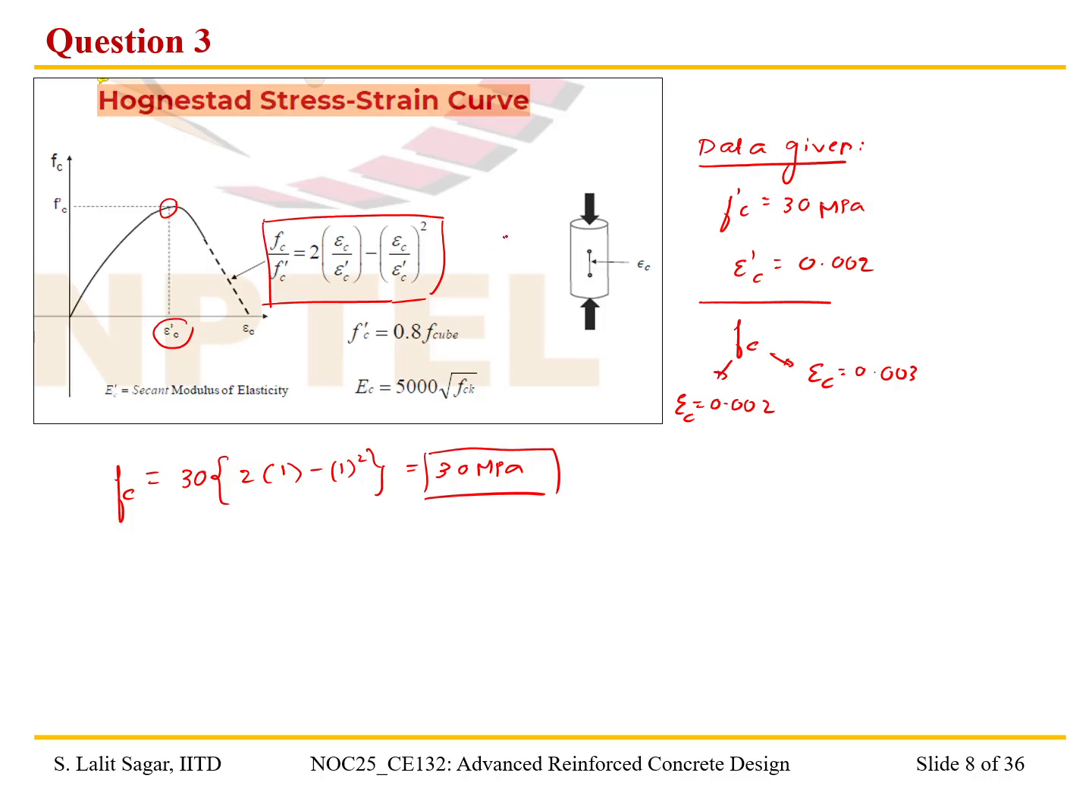Now, while we are at it, let us find out the value of Fc for epsilon C equal to 0.003 also. So we have Fc equal to 30 into 2 times 0.003 by 0.002 minus 0.003 by 0.002 square, which gives us a value of, I believe, 22.5 MPa.